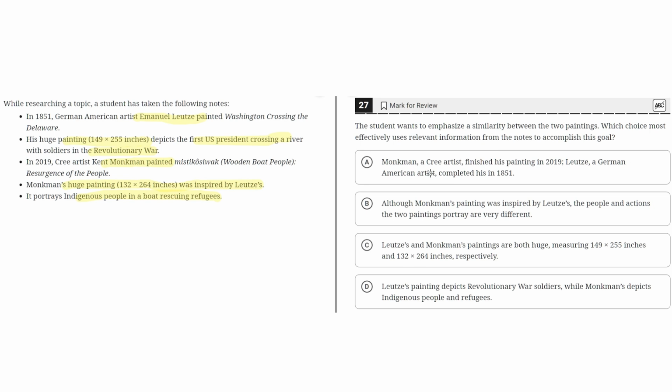A. Monkman, a Cree artist, finished his painting in 2019. Lutz, a German American artist, completed his in 1851. This is incorrect because this highlights a difference between the two, which is time. The Cree artist painted his in 2019, and the German artist completed his in 1851. So A is incorrect because it does not emphasize a similarity between the two paintings.